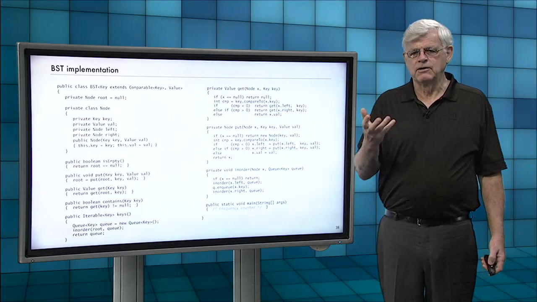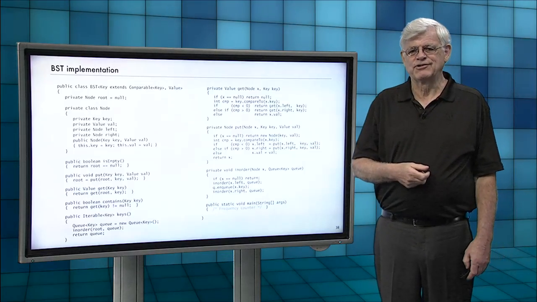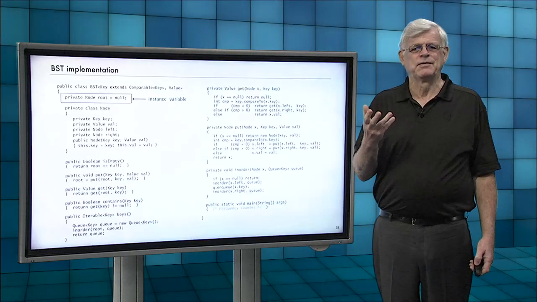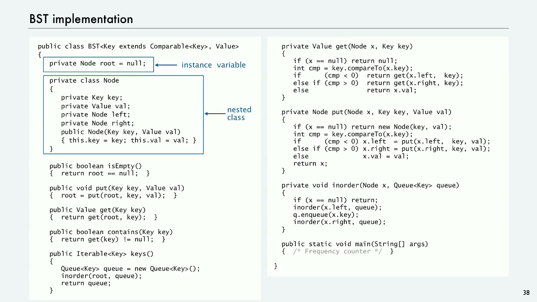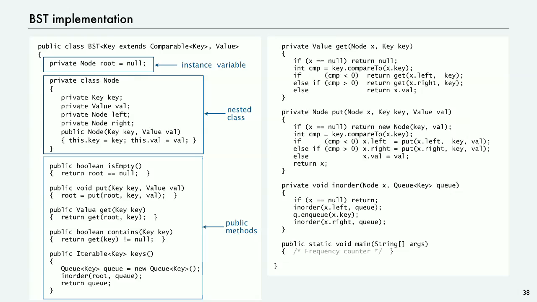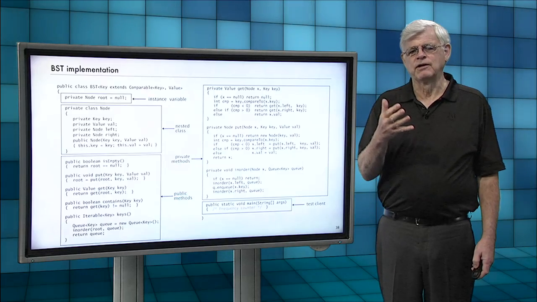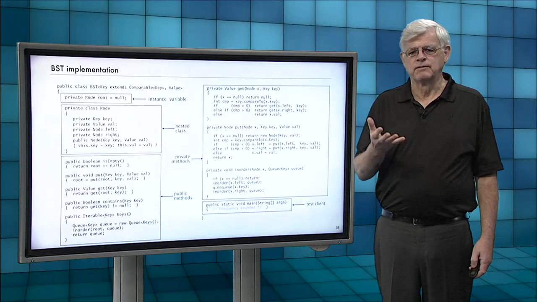So those are the four components of the data type implementation. And here's the complete code. Again, it fits on the slide, maybe a slightly smaller font than others, but not too bad. So that's the instance variable, the nested class, the methods. Those are the public methods that are in the API, and then each one of those is supported by a recursive helper method. Those are private methods that are not visible to the clients, and then we have our test client. So that's a complete implementation of the symbol table using the binary search tree.